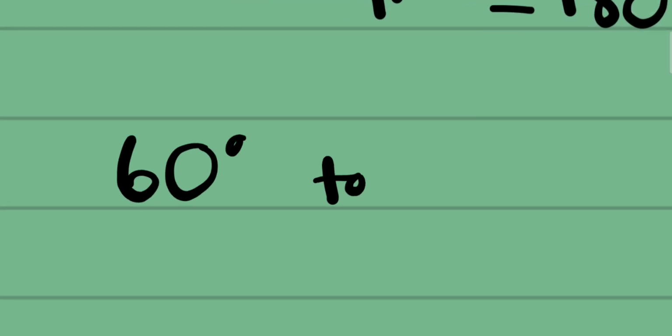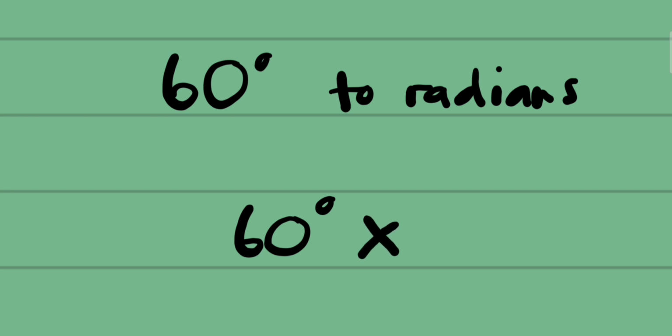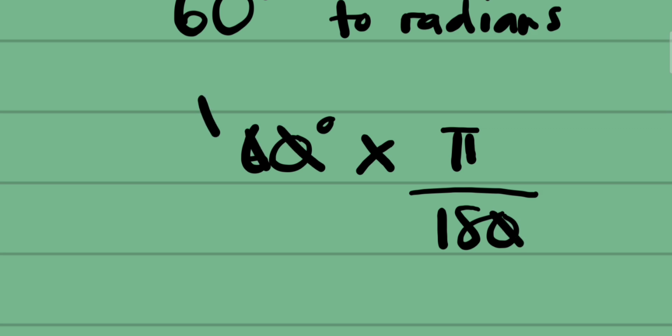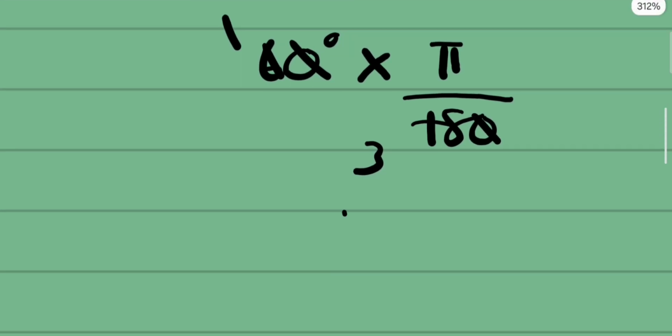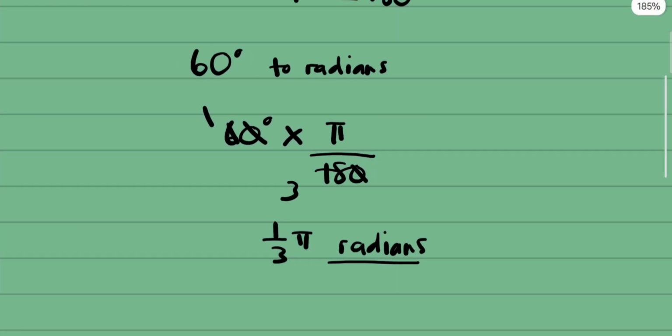For example, if we are asked to convert 60 degrees to radians, we'll just go on and say 60 degrees times pi over 180, and we get a third pi radians. So this will be the size of this 60-degree angle in radians.